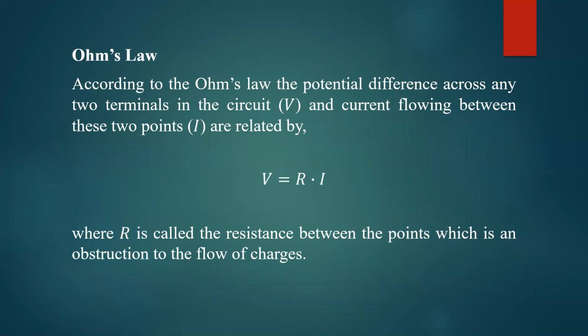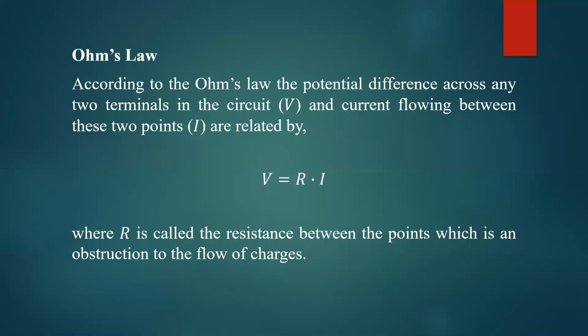Next, the last point we'll cover today. In the basics, the last point is Ohm's law. So what does Ohm's law say? Ohm's law says that the potential difference across any two terminals in a circuit and the current flowing between these two points are directly proportional. V is directly proportional to I, or that is related by V equal to R into I.